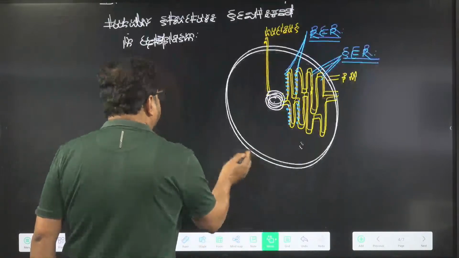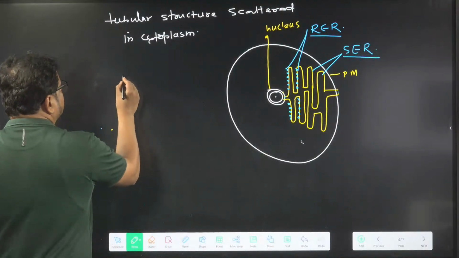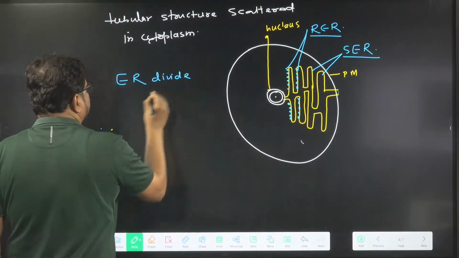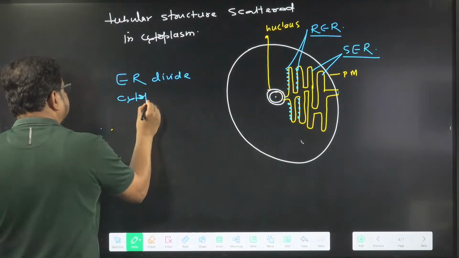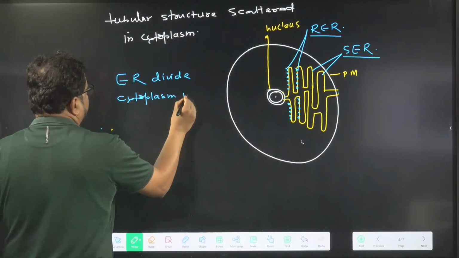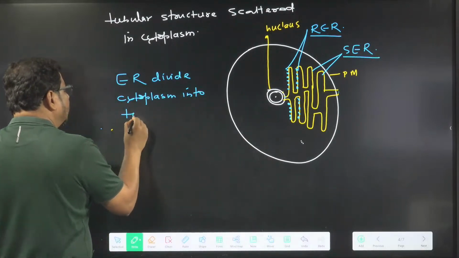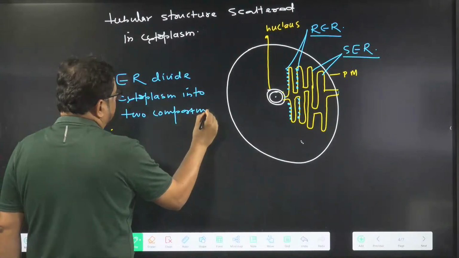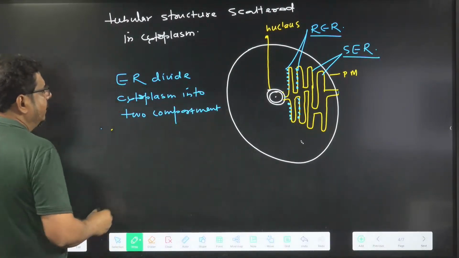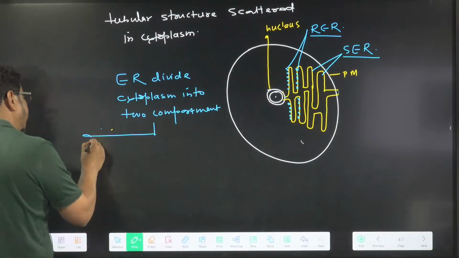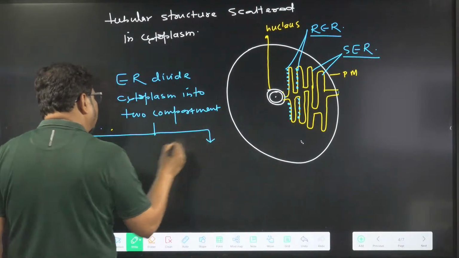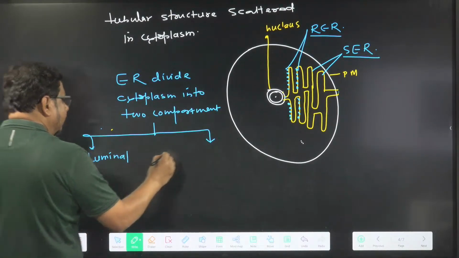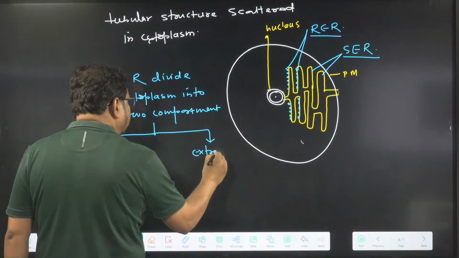Now I am moving ahead about the endoplasmic reticulum. ER divides the cytoplasm into two compartments. Who divides into two compartments? ER divides the cytoplasm into two compartments, and the names of these compartments are, one is luminal and another is extraluminal.